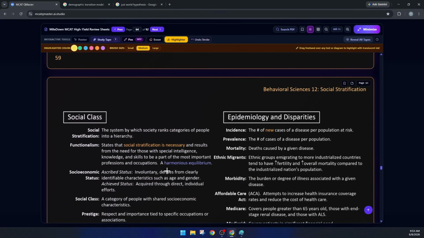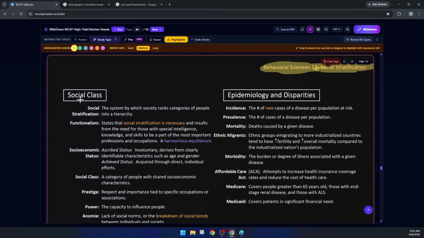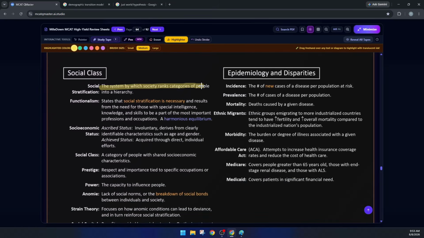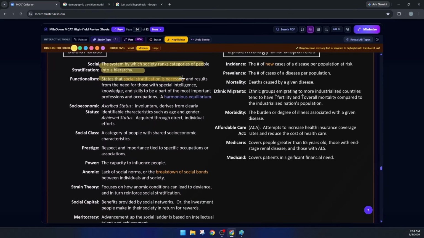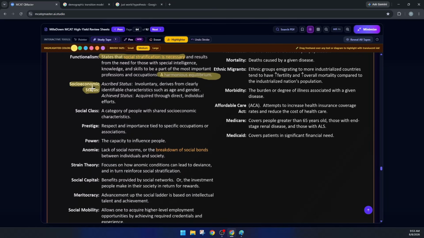Okay, now we have the very last page, Behavioral Sciences 12, which is social stratification. So social stratification is a system by which people rank people in a hierarchy. So like low class, middle class, high class. Functionalism states that social stratification is necessary, and it creates a harmonious equilibrium, right? Socioeconomic status can be ascribed or achieved. We already went through that actually, kind of.